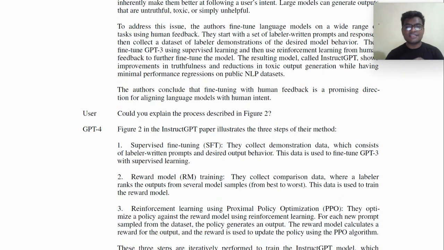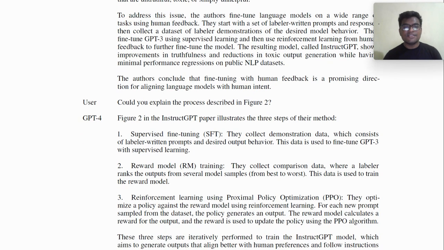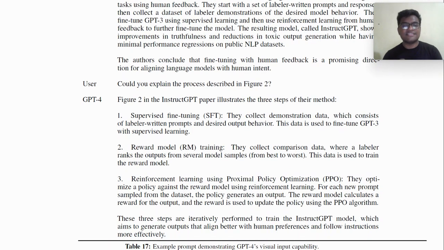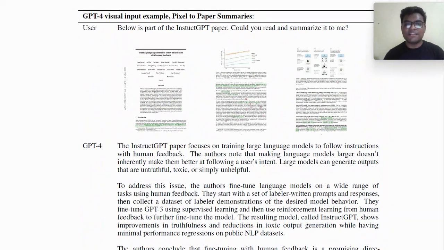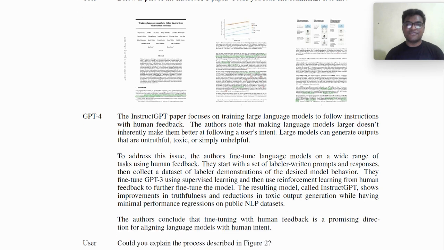Figure 2 in the Instruct GPT paper illustrates the three steps. What I just said is given over here. A good one. I think it will work for lots of research people. If you need to read and summarize your base or reference paper, you can use GPT-4 once it has been deployed, so that it can help you a lot to read and summarize for you, right?